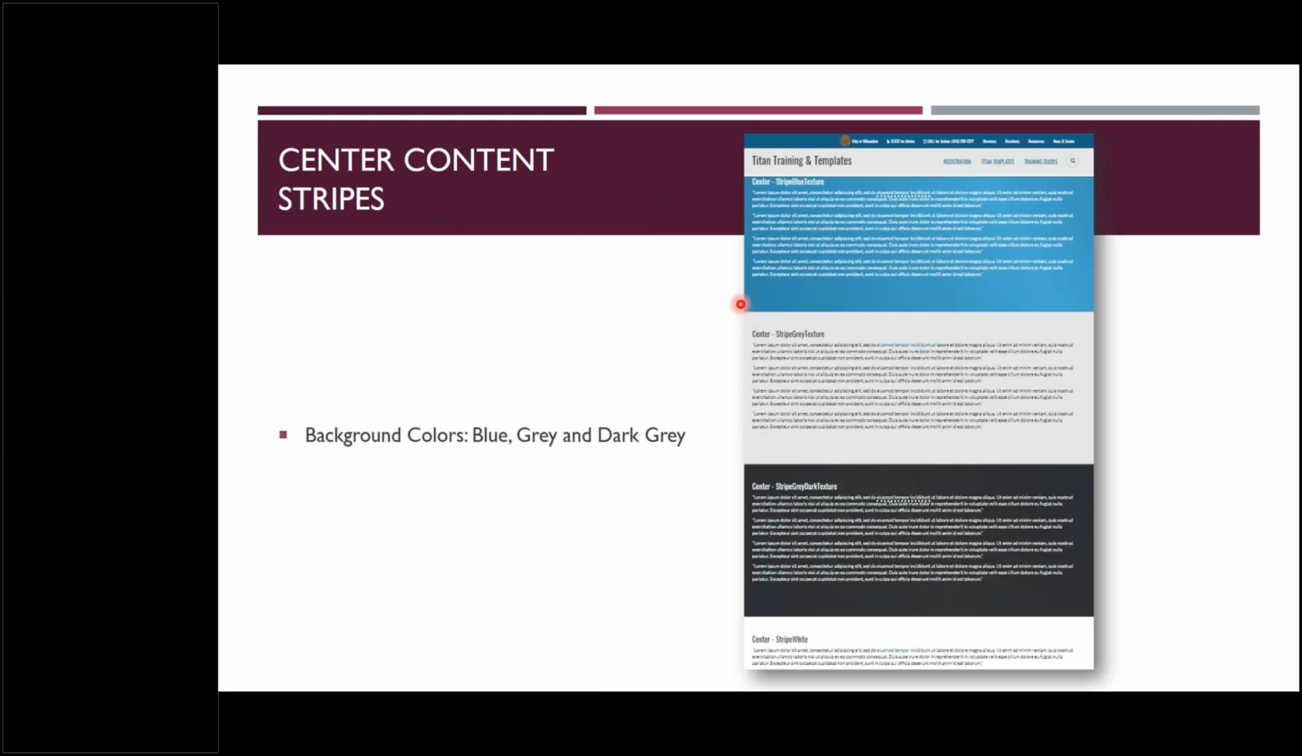Along with the full width center content zone, you have the option of including background color, what we call stripes of color. So we've got blue, gray, and dark gray available along with the default white.